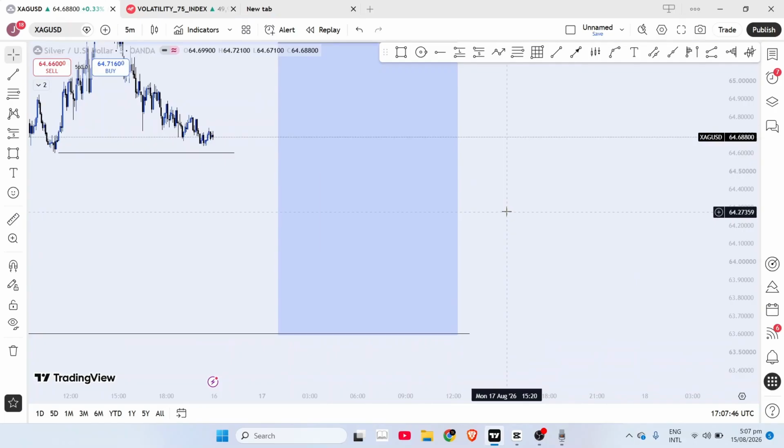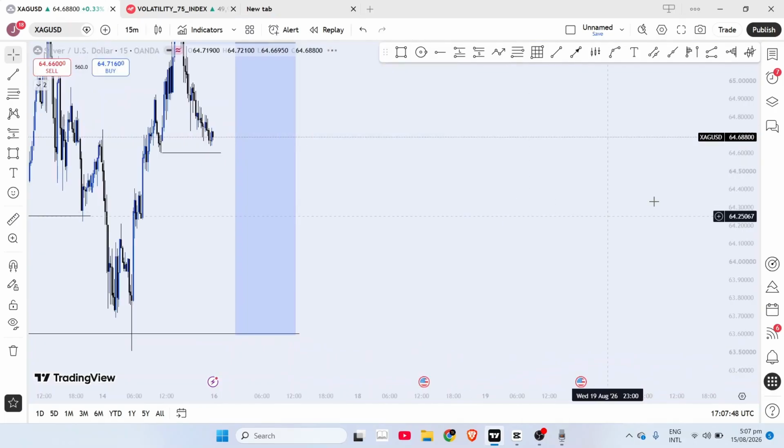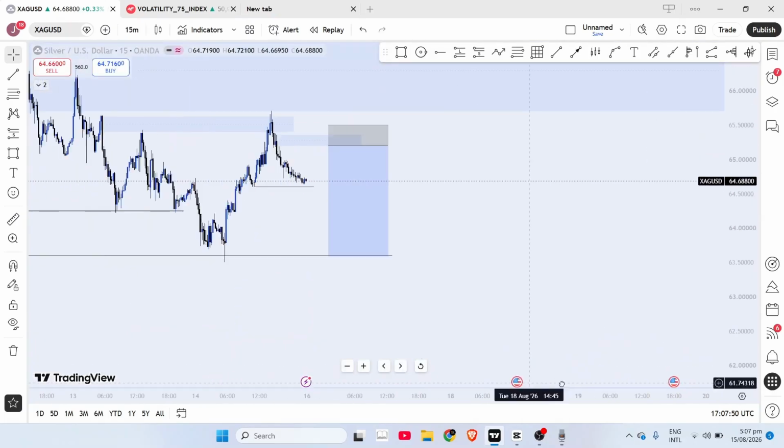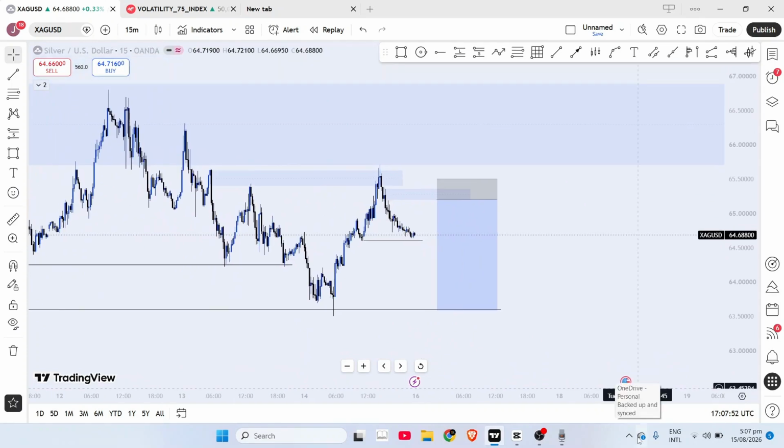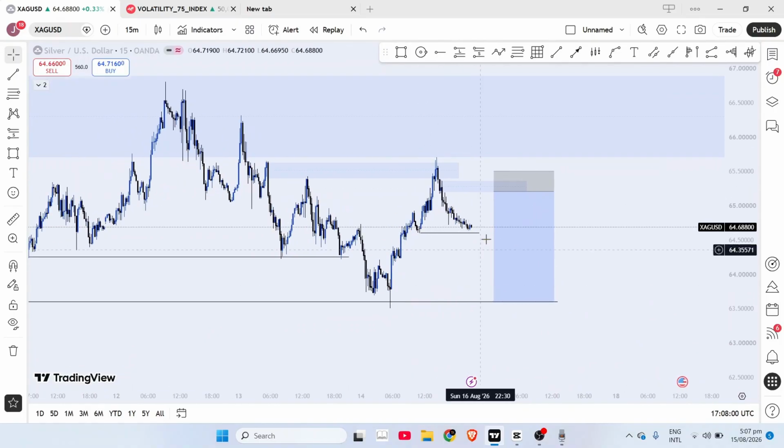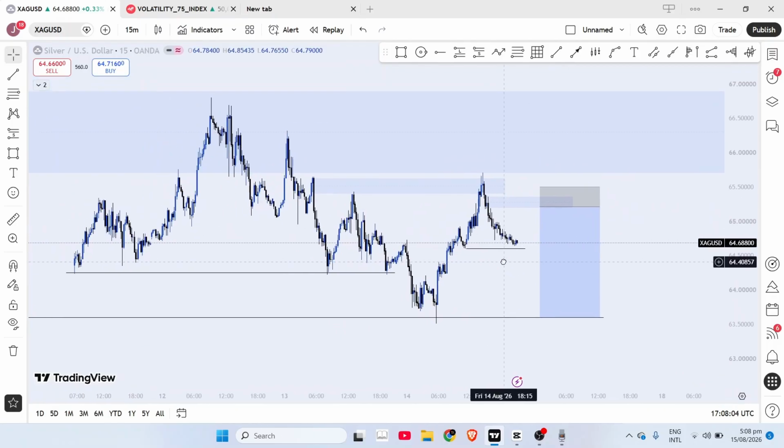It'll be really nice to get a setup like this on silver. We'll keep watching to see what price will do, if we can have something like this and continue our sales. So this is it for silver.